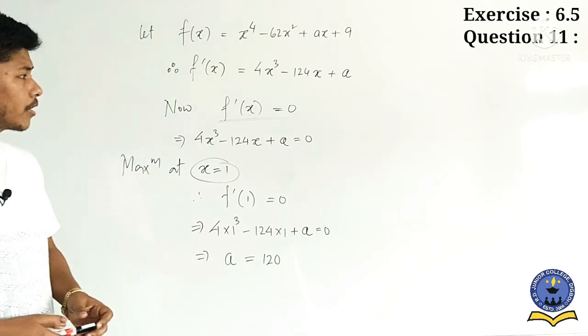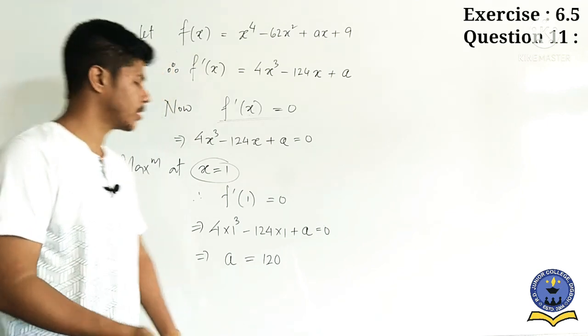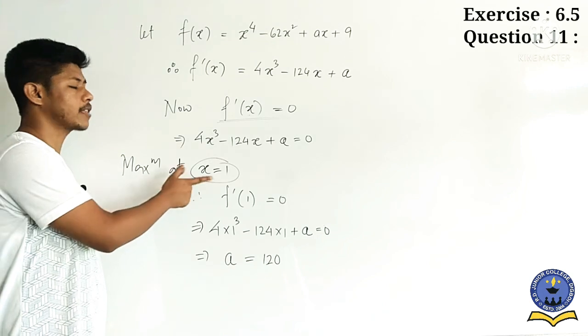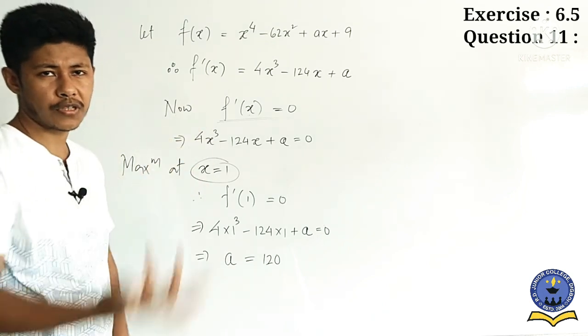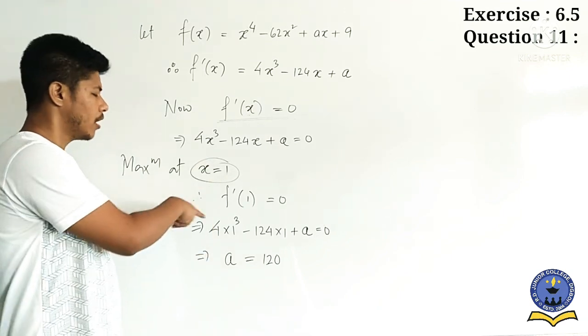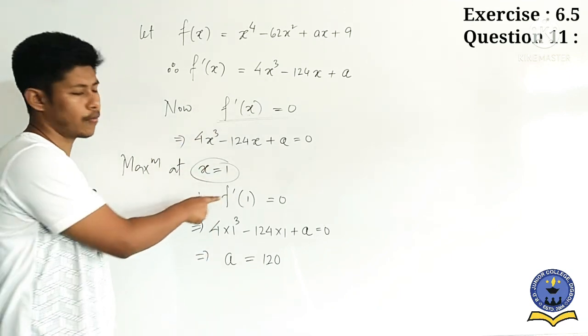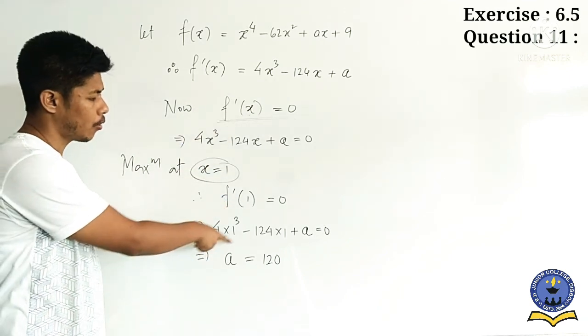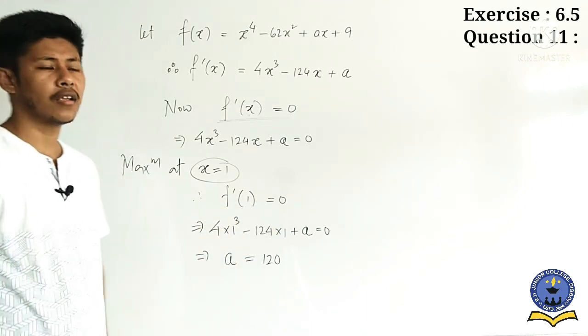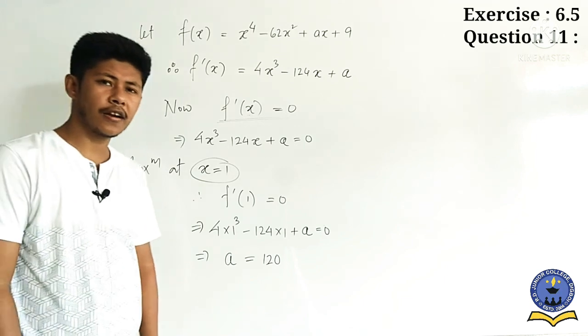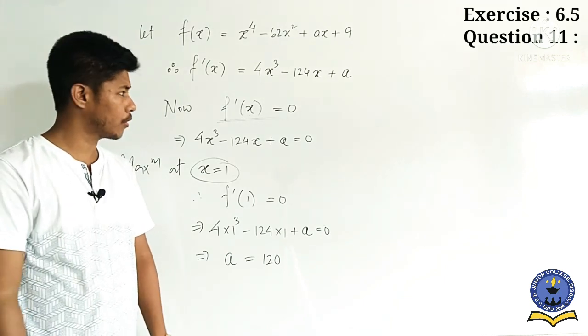Is it clear? So here in this question already mentioned the function is maximum at x equal to 1. So what is the condition of maximum? So f dash of x is greater than 0. So that's why just in place of x we have to write 1. We put 1, calculate, and the result is that the value of a is 120. Is it clear? I hope all of you understood this one.